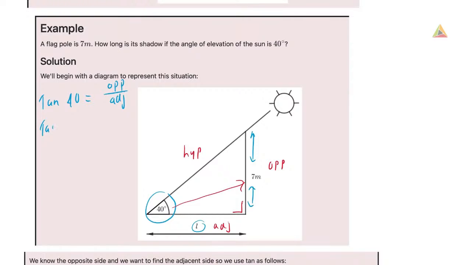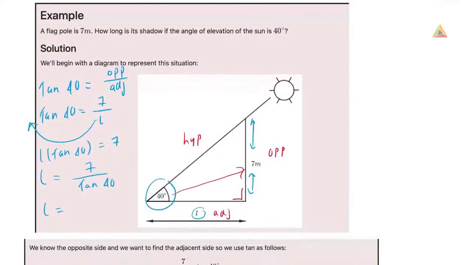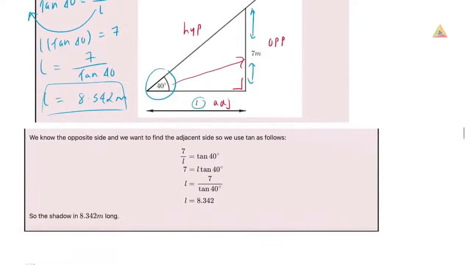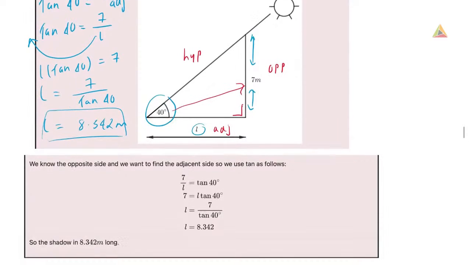So the tan of 40 is equal to the opposite, in this case is 7 over, and the adjacent is L. So we're going to do the same thing as we did in the previous question. I'm going to bring L over here because I want to isolate it. So it's going to be L by the tan of 40 is equal to 7. So then L on its own is going to be 7 divided by the tan of 40. And again, you can put that directly into the calculator and you will get 8.342 meters. And that's the answer. So it's 8.342 meters long.